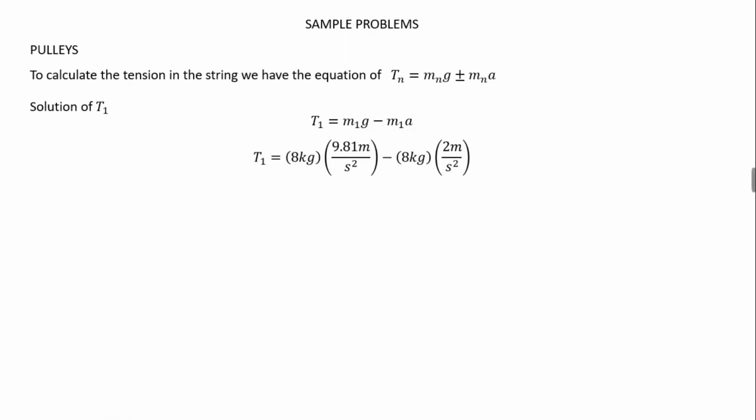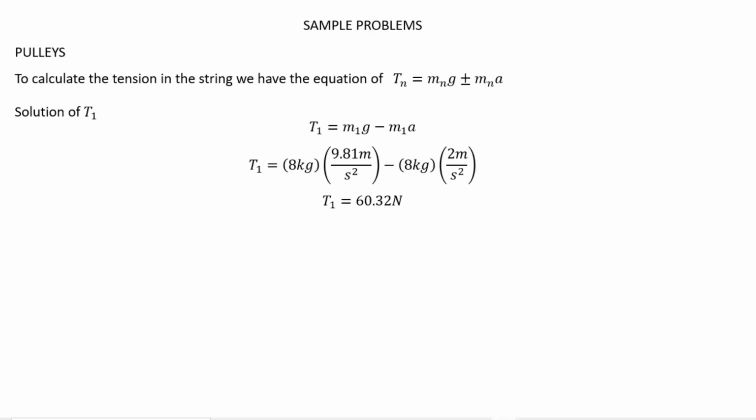Substitute all the values, and we will have 8 kilograms times 9.8 meters per second squared minus 8 kilograms times the acceleration, 2 meters per second squared. So calculating this will give us our tension in this string, that is equal to 60.32 newtons.